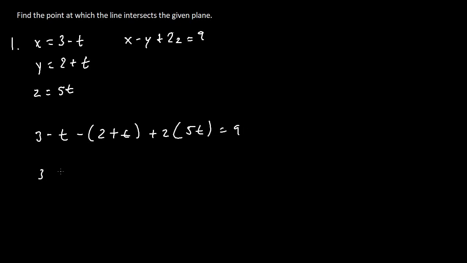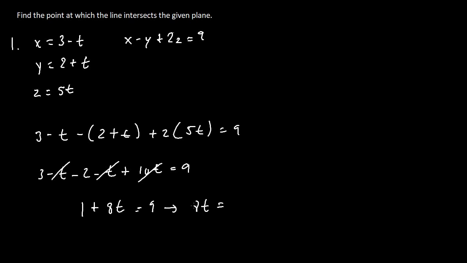So 3 minus t, we have that, and then minus 2 minus t, and then plus 2 times 5t, which is 10t, is going to equal 9. So then if I go ahead and subtract 3 minus 2, we get 1. So we get 1 minus, now t, negative t minus t will be negative 2t. Negative 2t plus 10t will give us positive 8t. That's going to give us equal to 9. So then 8t is going to be equal to 9 minus 1, which is 8. So then t is going to equal 1.